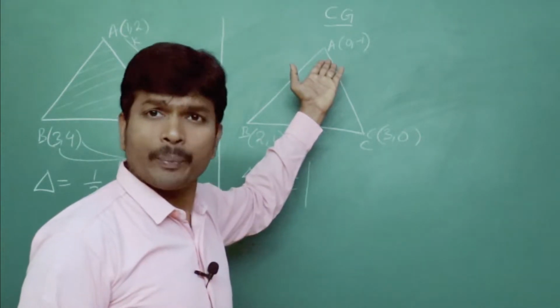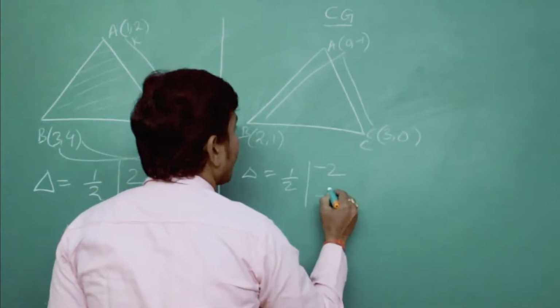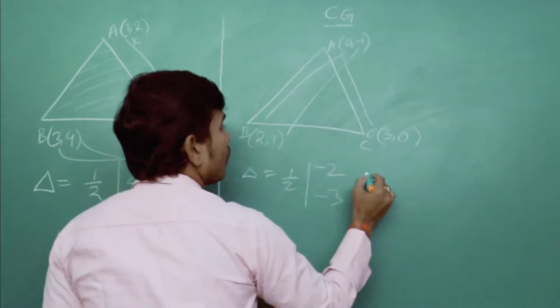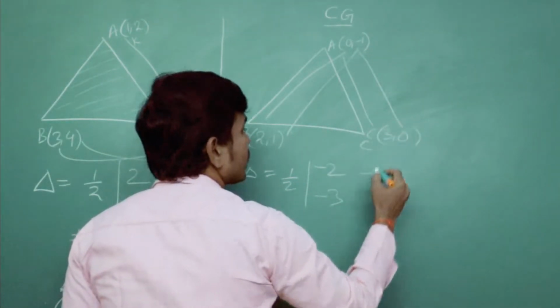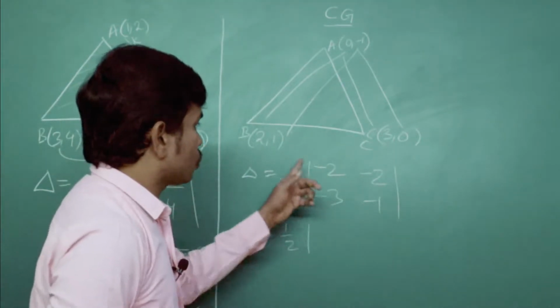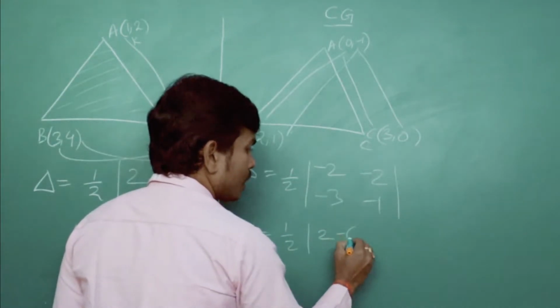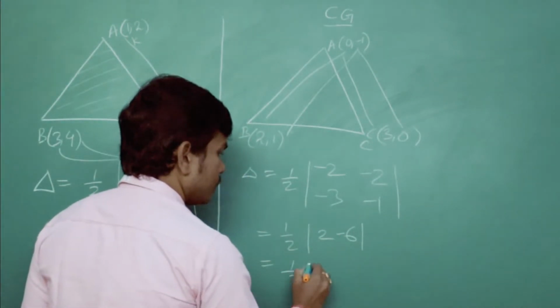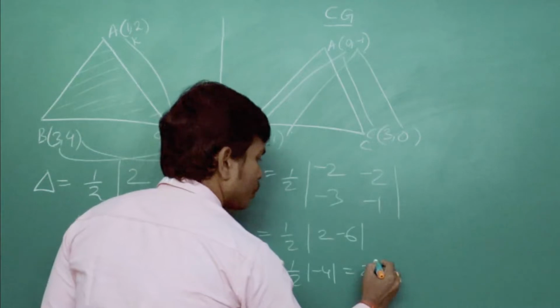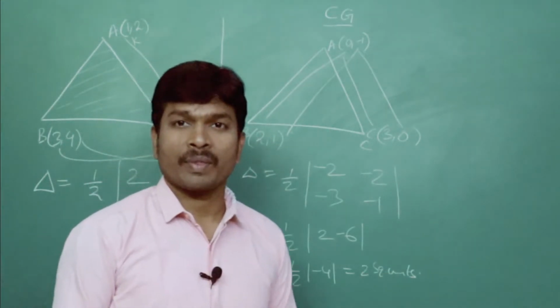Take it. Say now: 0, -2, -2, 0, -3, -3, -1, -1, -2, -1, -0, -1. So what did you get? Half. 2 1s are 2, minus into minus plus, 3 2s are 6. So you got it. What did you get? 2 square units. See how easy.